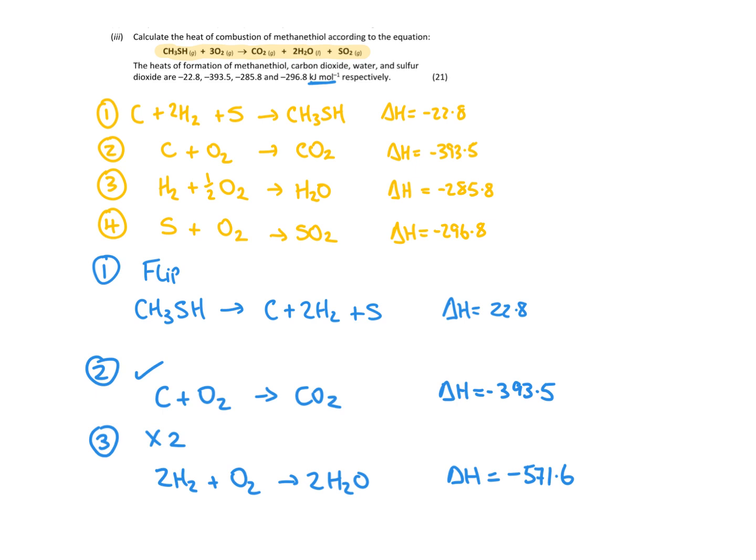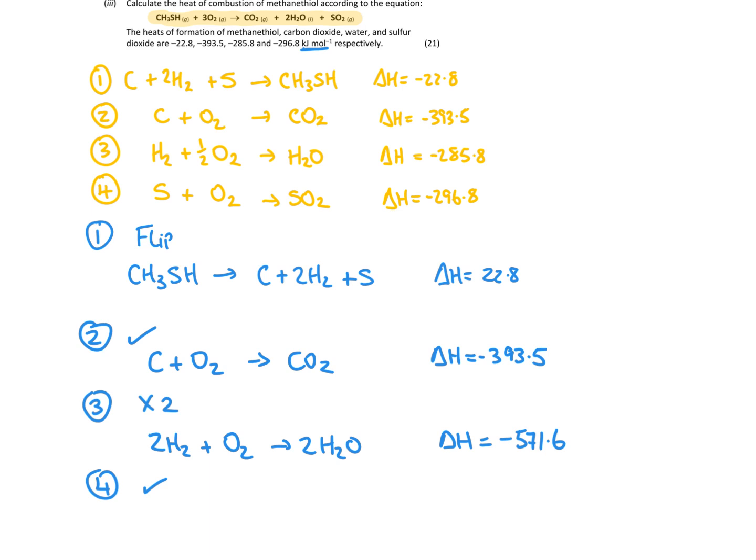Now, the last equation I want to work with is equation 4, and I can see here the piece of the equation that is of interest to me is the SO2, or the sulfur dioxide. I can see in my target equation that the sulfur dioxide is on the product side with 1 in front of it, and that is the way it is in equation 4. So with equation 4, I actually don't need to do anything to it. I can leave it the way it is.